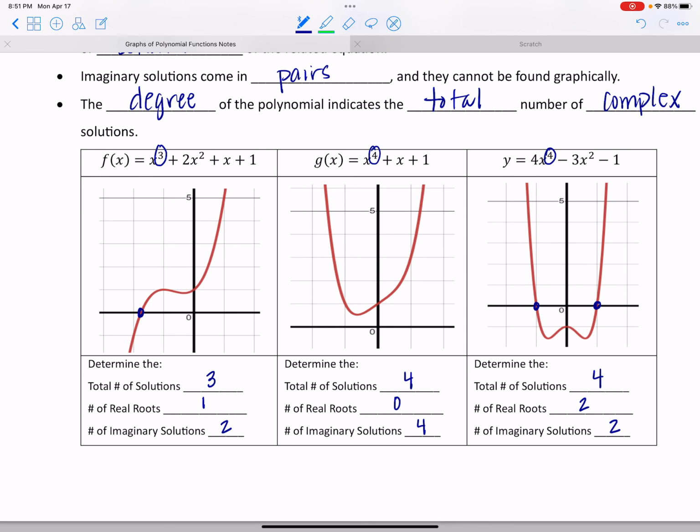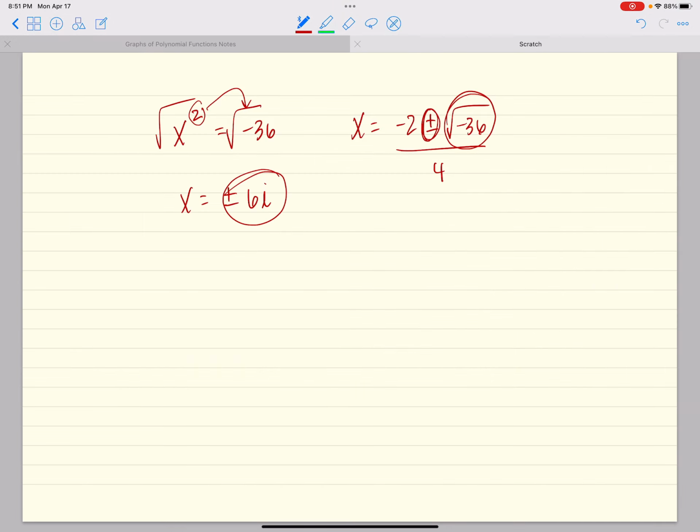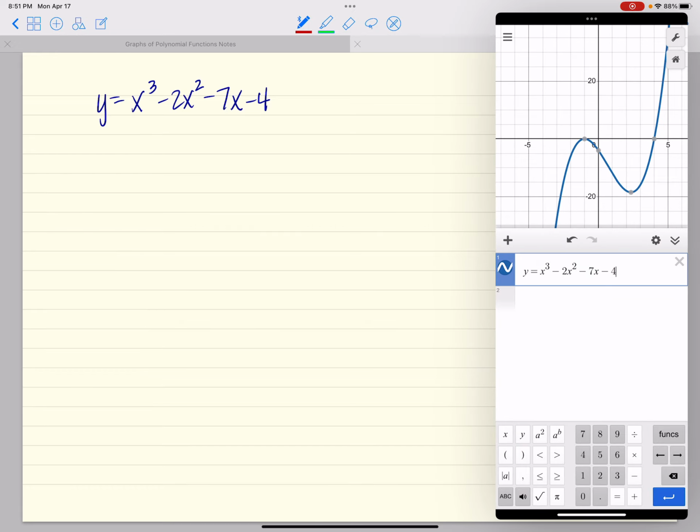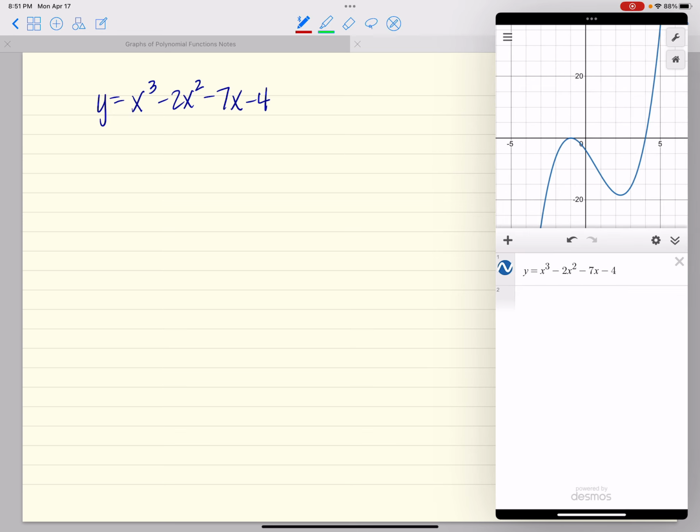And let me show you, back to my scratch paper real quick. Okay, so consider this function here, y equals x to the third minus 2x squared minus 7x minus 4. If I graph this function, we see it touched the x-axis a couple times. So we got an x-intercept there at 4, and we have an x-intercept there at -1. Now, does that mean that those are the two real solutions and there would be one remaining imaginary solution because there should be 3 total? Well, that's not a possibility.